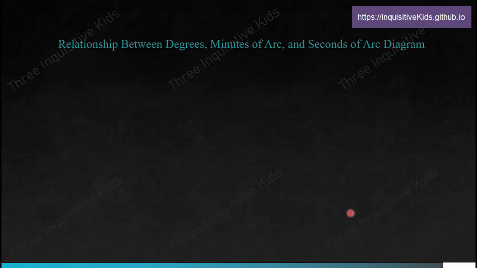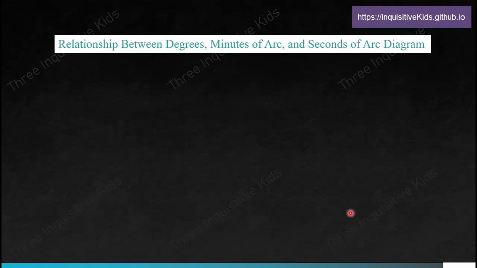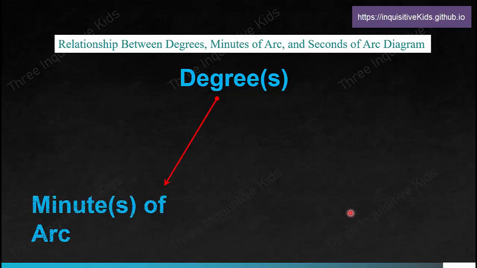Now I'm going to show you a very, very important diagram. You'll need this later on, I guarantee you, and you need to jot this down. Here is the relationship between the degrees, minutes of an arc, and seconds of an arc diagram. First you have degrees, or 1 degree. It goes down to minutes of an arc. And that's times 60, because there are 60 minutes of arc in every degree. And the other way would be divided by 60.